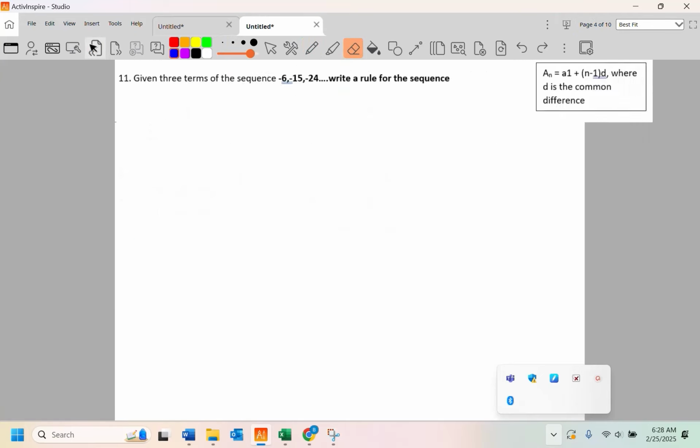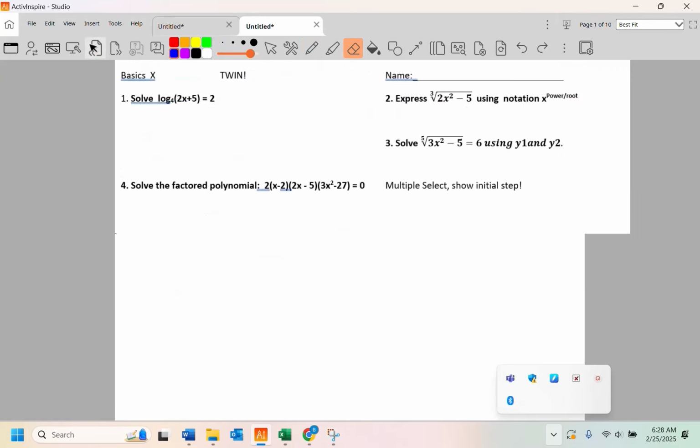All right, so basics times twin. That's what we're looking at here. All right, first one's a simple logarithm. You just have to know log is bae. Remember that? Log is bae. Remember that guy right there.